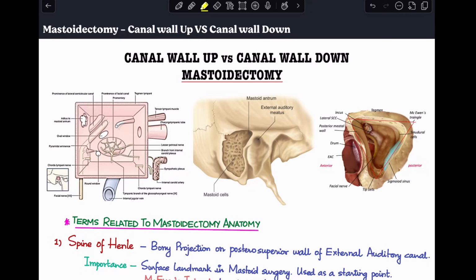Today we'll be discussing mastoidectomy and how mastoidectomy is divided into canal wall up and canal wall down procedures. What's the difference between the two, and what are the different surgeries that come under each one of them?